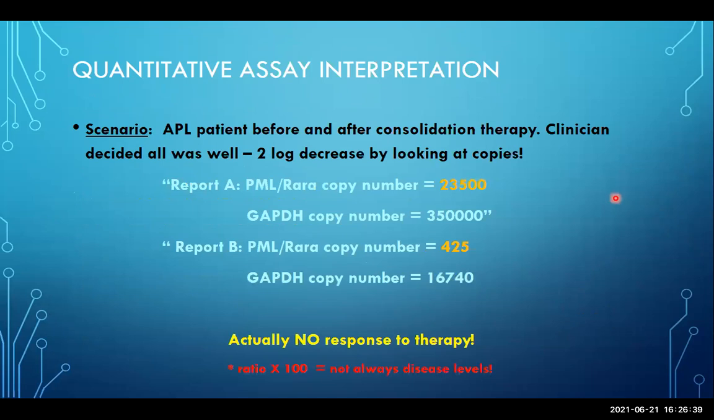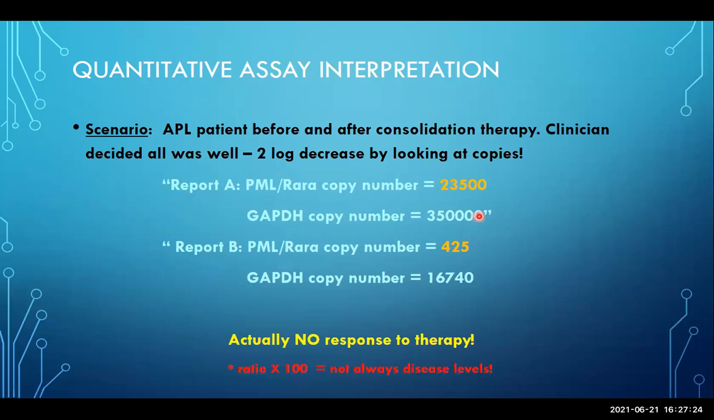So here's a couple of examples of what can go wrong, especially with the quantification assays. This was a case of an APL patient before and after consolidation therapy, where you really don't want to see any transcript. But clinicians decided all was well because there'd been a 2-log decrease, because they were purely looking at the copies. So this, for instance, was report A, where they saw 23,500 copies, and report B had dropped down to 425 copies. So they were like, wow, great, 2-log decrease.